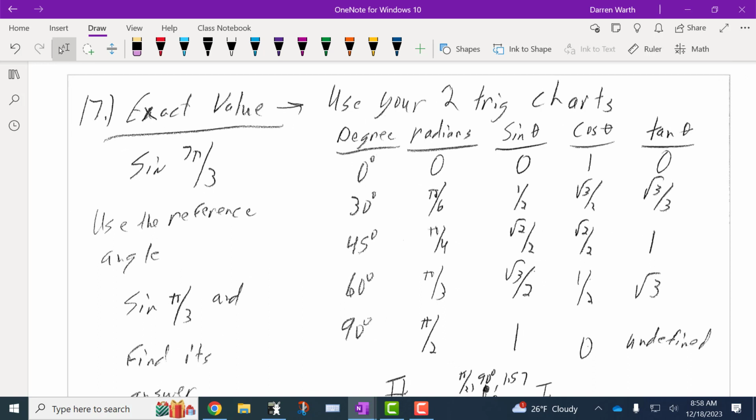It says it wants to find the exact value of sine of 7 pi over 3. So we're going to use our reference angle. Sine of 7 pi over 3: for the reference angle, you can just ignore the 7, and you'll get sine of pi over 3. And we're going to find its answer.